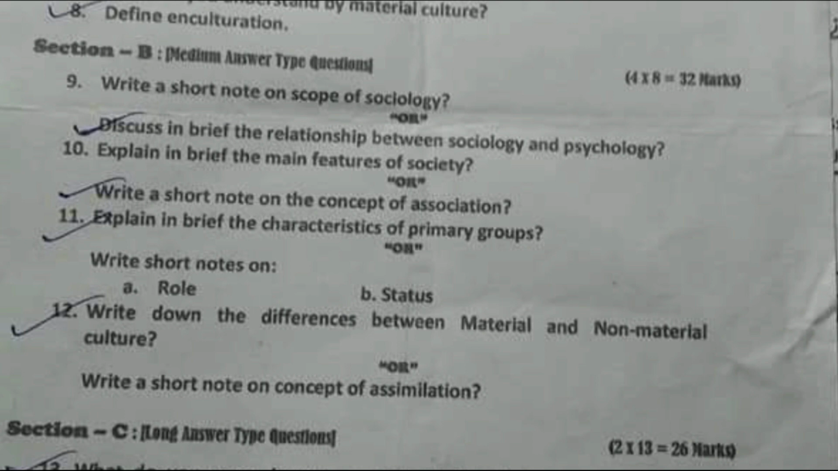Question number 11. Explain in brief the characteristics of primary group, or write short notes on A, role, B, status. Question number 12. Write down the differences between material and non-material culture, or write a short note on the concept of assimilation.